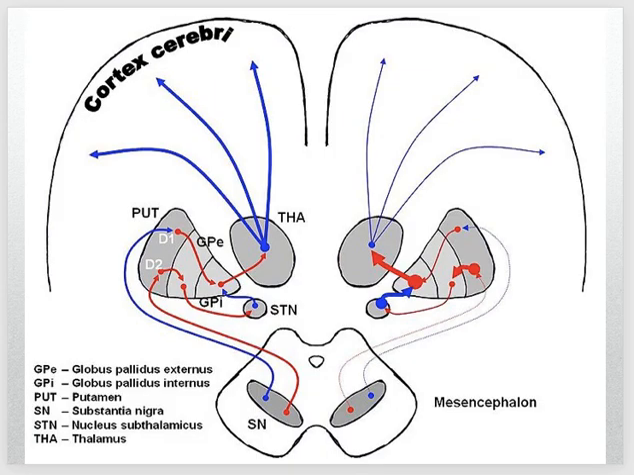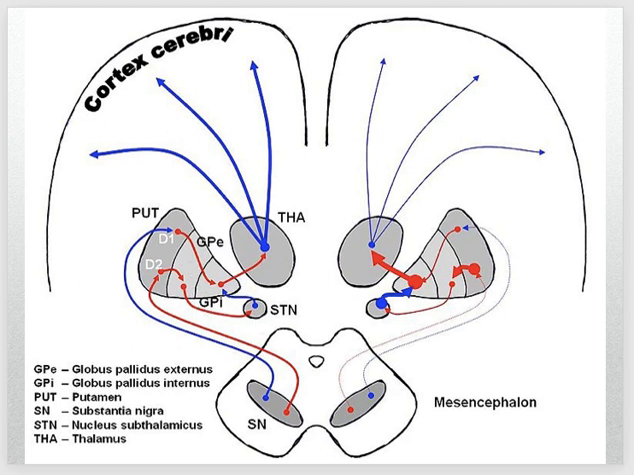So again, this is how they are showing the basal ganglia. Okay, this is the thalamus, and this is the thalamus. This one is the subthalamic nucleus. This is the globus pallidus interna. This is the globus pallidus externa. This is the putamen, and this is the substantia nigra, right? And they are showing the connections of both direct as well as indirect pathway.